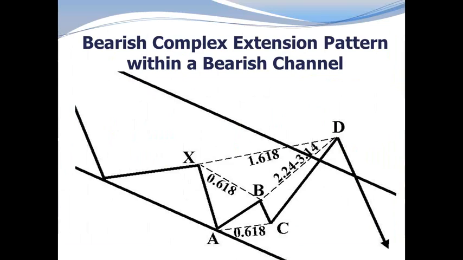Bearish complex extension pattern within a bearish trend channel. Again, when we're looking at extension patterns and channels, these are more typically going to extend beyond the constraint of the channel. In this downtrend, we're going to look for harmonic patterns that complete just past the upper range of the downtrend resistance.